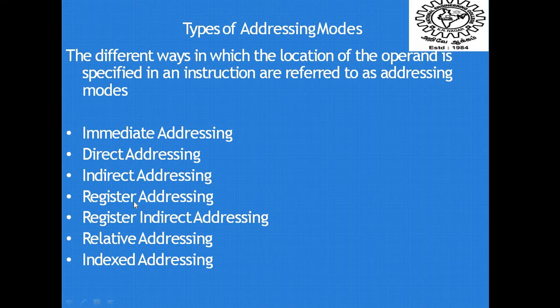Register addressing means the address will be denoted in terms of registers. Add A comma B. So A is a register, B is a register. It will have a certain address value in it. So you are mentioning the register, as register addressing. Register indirect addressing means the register will be termed indirectly. That is register indirect addressing. Relative addressing, indexed addressing, like that we will see one by one.